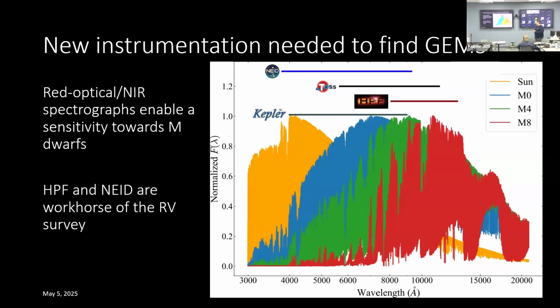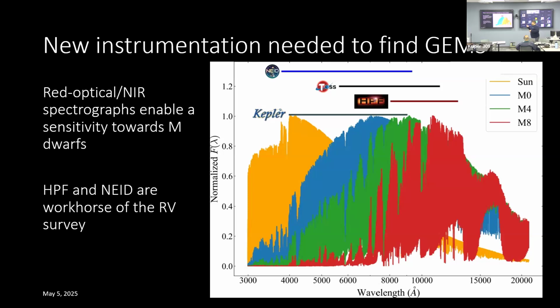I do want to highlight some of the instrumentation that was needed to enable this. One big component is the red optical spectrographs, like NEID, or near-infrared spectrographs like HPF, that have really increased the sensitivity to observing these M-dwarfs. In terms of visible magnitudes, most of the sample is V greater than 14.5, easily going down to V of 17, 18. With a traditional optical spectrograph, it's really difficult unless you have a large aperture instrument to even get the signal to noise to detect even a Jupiter, where your RV semi-amplitudes are anywhere from 70 to 100 meters per second.